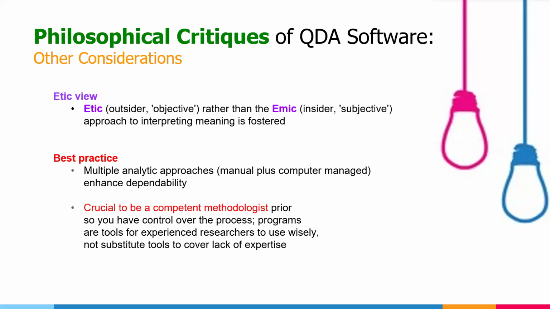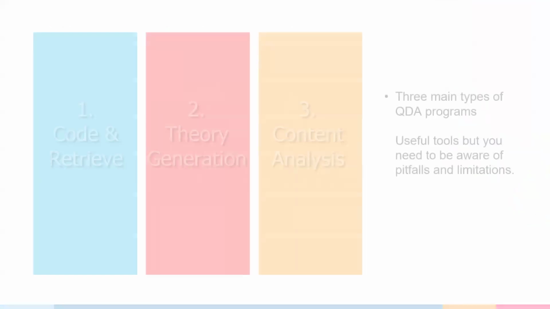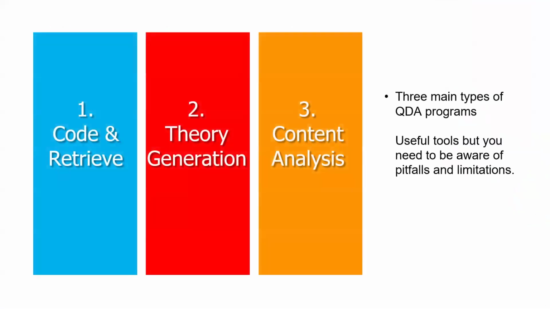But again, I'm not trying to turn people off QDA software. I'm just trying to point out where some of the concerns are moving forward, particularly when people are early in their training. But there are really good things to think about with QDA software. And generally, there are three types of programs that exist. This is how you want to think about what you're using the software for, and also which software program is the best.